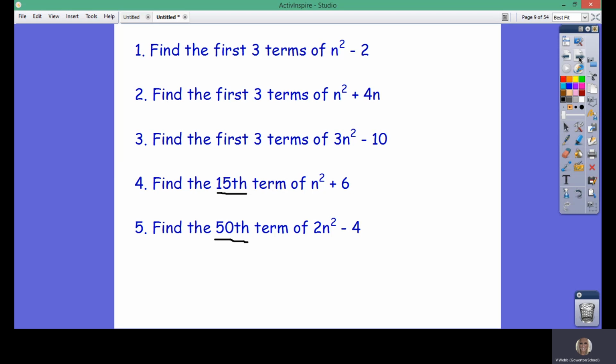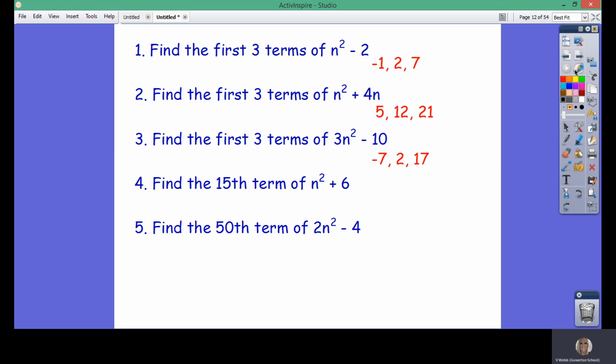Okay, hopefully you've had a little go at these ones then. So, answers for the first one, second one, third one. I told you to be careful with this one. If I substitute n in as 1 for the first term, 1 squared is 1, multiplied by 3 is 3, subtract 10 to give you minus 7.